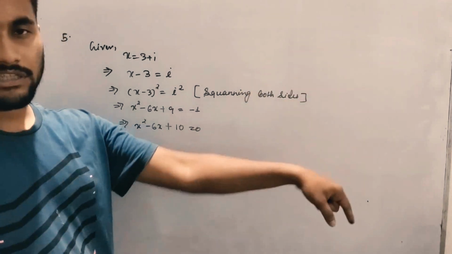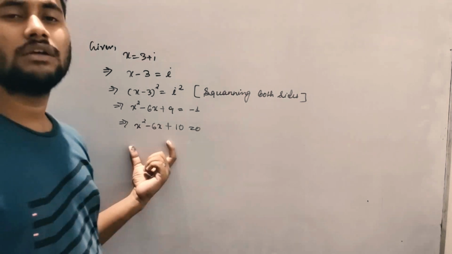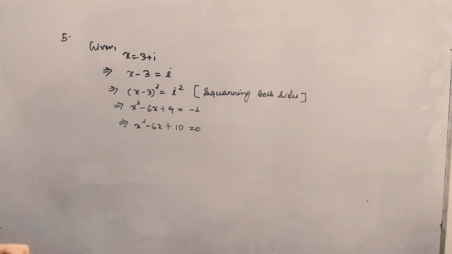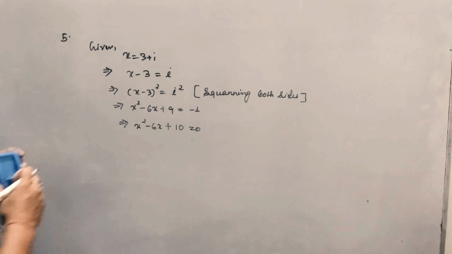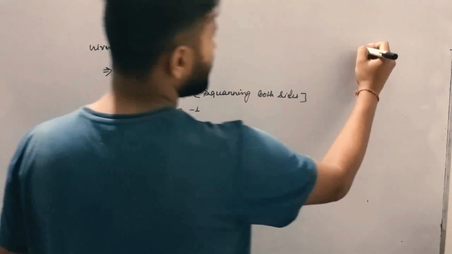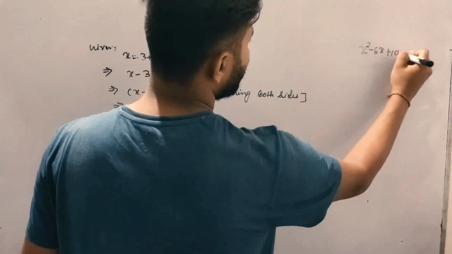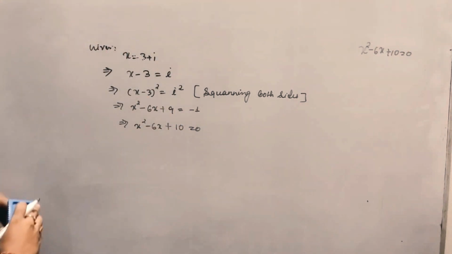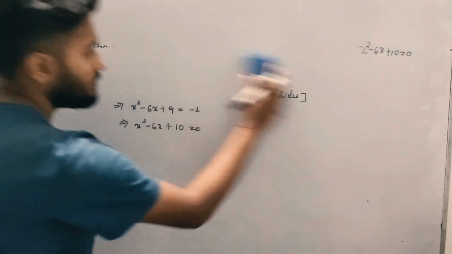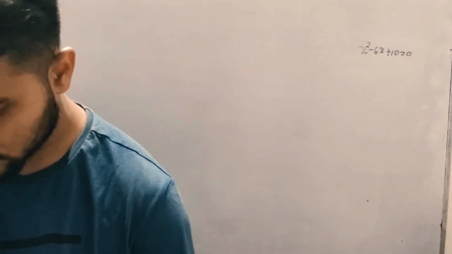Now what we will do? We will divide the fourth degree equation by this quadratic equation. That is our second step. Now remember this thing: x square minus 6x plus 10 is equal to 0. Now we will divide that equation by this equation. So what is that equation? x to the power 4 minus 4x cube.